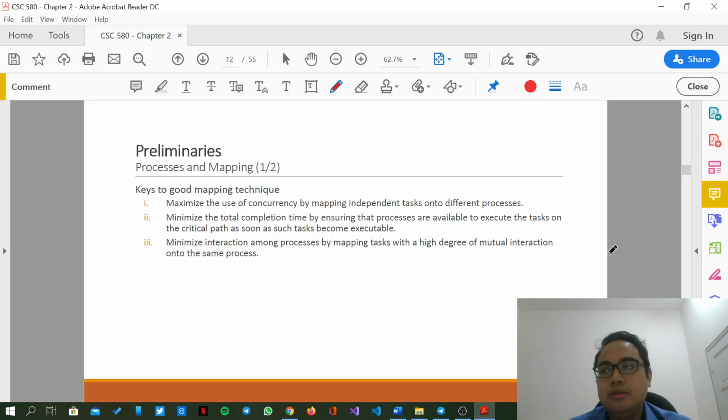It means once the task is available, meaning it has produced, like when we need intermediate data, as soon as the intermediate data is ready, there is already a process that will process it. That process is not busy with other tasks. That process is ready to accept the task. Minimize interaction among processes by mapping tasks with a high degree of mutual interaction onto the same process. This is another one: we map tasks with high mutual interaction onto the same process to minimize interaction.